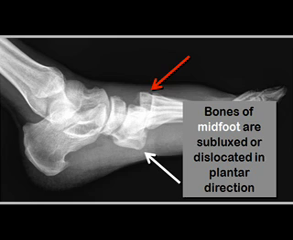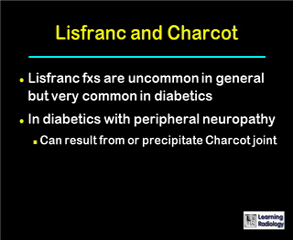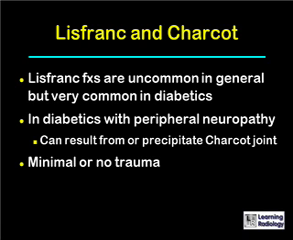There is a relationship between Lisfranc fracture dislocations and Charcot neuropathy. Lisfranc fractures are uncommon in general, but they are relatively common in diabetics, especially in diabetics who have a peripheral neuropathy. The Lisfranc fracture dislocations can either result from or lead to a Charcot joint. Contrary to the mechanism of Lisfranc fractures in normal individuals, which require severe trauma, in diabetics, Lisfranc fracture dislocations can occur with minimal or no trauma.